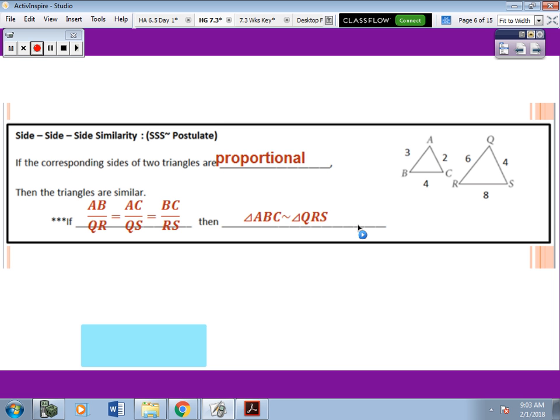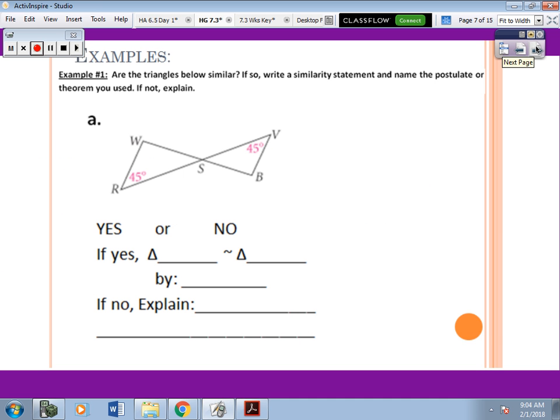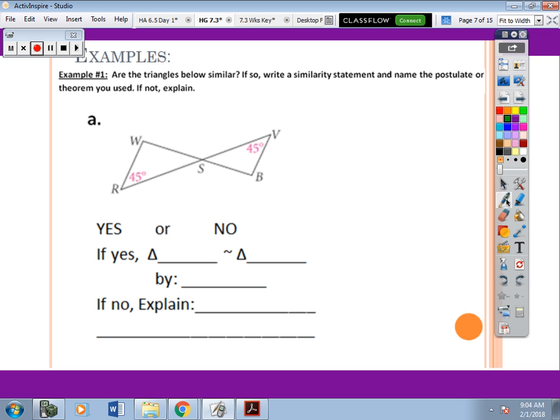So on the back, are the triangles below similar, yes or no? If so, write a similarity statement and name the postulate or theorem you used. If not, explain. So you still have to add in markings where appropriate, okay? So in this picture, what can I add in that is not there currently? Noah?